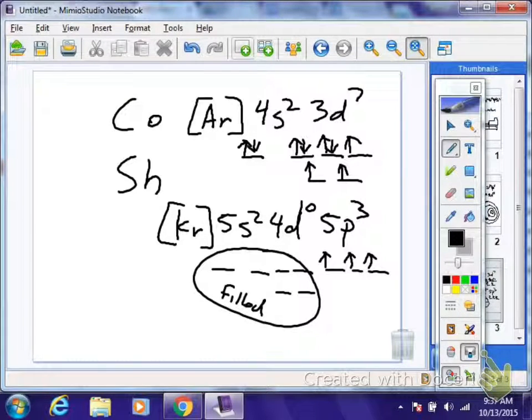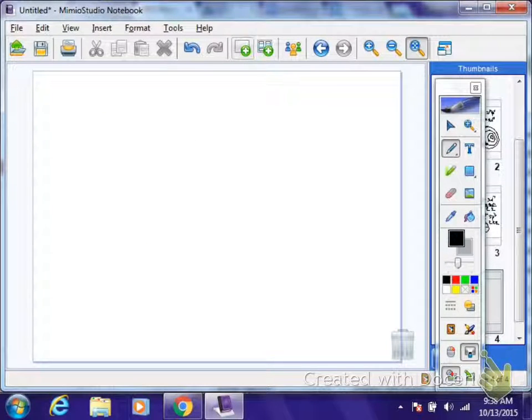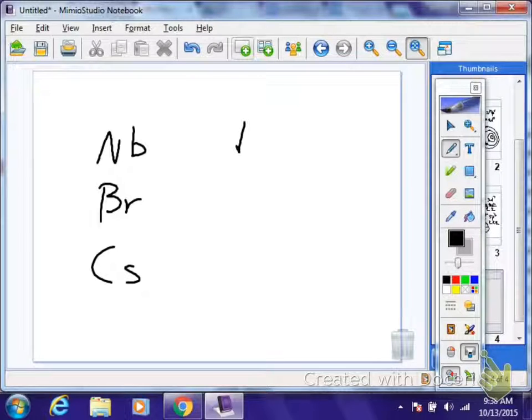Okay? Alright, these are the ones I'm going to give you to do. You do them on a separate sheet of paper. You can do the shorthand. Niobium, Nb, bromine, Br, cesium, Cs, rhodium, and silver. Do you want us to do it in a shorthand version then? Yes, I would prefer you do it in there.